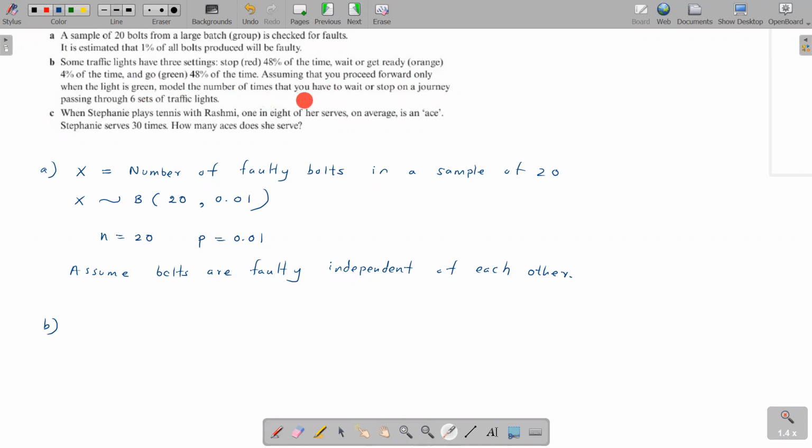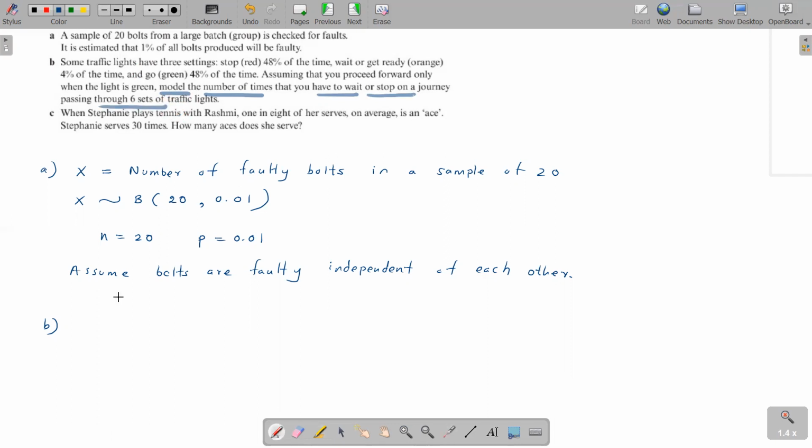Model the number of times that you have to wait or stop. So guys, this is important. What are they asking you to model? You have to model the number of times that you have to wait or stop on a journey passing through 6 sets of traffic lights. They are asking you to model the number of times you have to wait or stop.